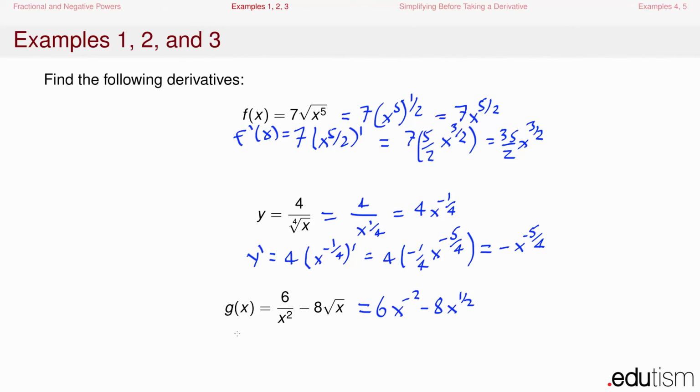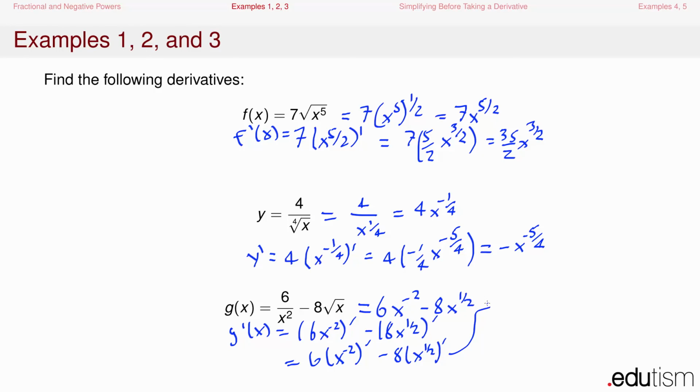I'm first going to use the difference rule when taking the derivative, saying I can take the derivative of the 6x to the negative 2 and the 8x to the 1/2 separately. The derivative of 6x to the negative 2 is going to be 6 times the derivative of x to the negative 2 using the constant multiple rule. Then the derivative of 8x to the 1/2 will be 8 times the derivative of x to the 1/2, also using the constant multiple rule.